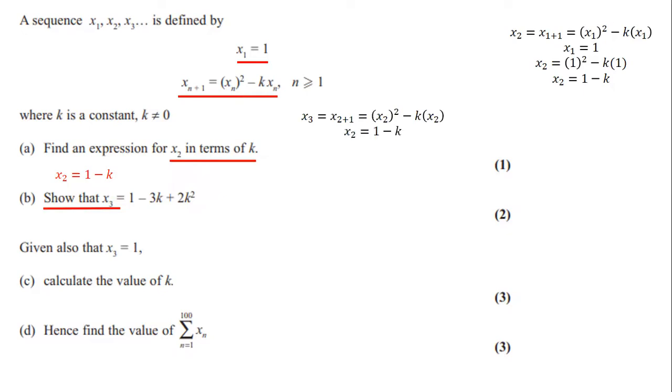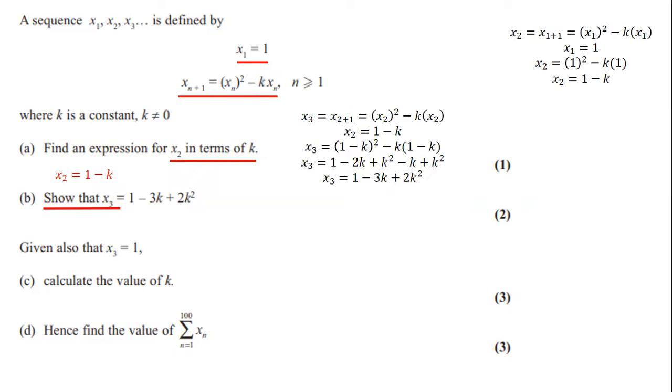But we know what x2 is. It's 1 take away k. So sub that in. So it's (1 take away k) squared take away k times (1 minus k). So expand it. So (1 take away k) squared expands to 1 take away 2k plus k squared. Minus k times (1 minus k) gives me minus k plus k squared, because minus k times minus k is positive. And then simplify that to just get 1 take away 3k plus 2k squared. So that's part B.